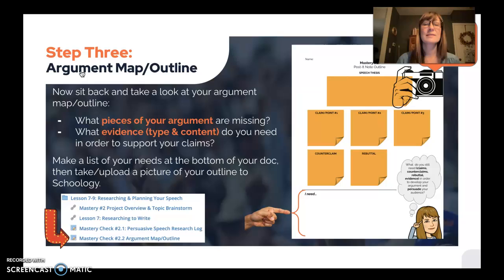Now, the very last step here is to take this map, and it may be in various degrees of completion, and then you want to use this to make a shopping list of sorts. You want to think to yourself, what do I still need? What specific pieces of my argument are missing, or what specific evidence do I need to prove these points? Go ahead and make that list for yourself, and then if you need to revisit the research process, you're now doing so in a much more specific and focused way.